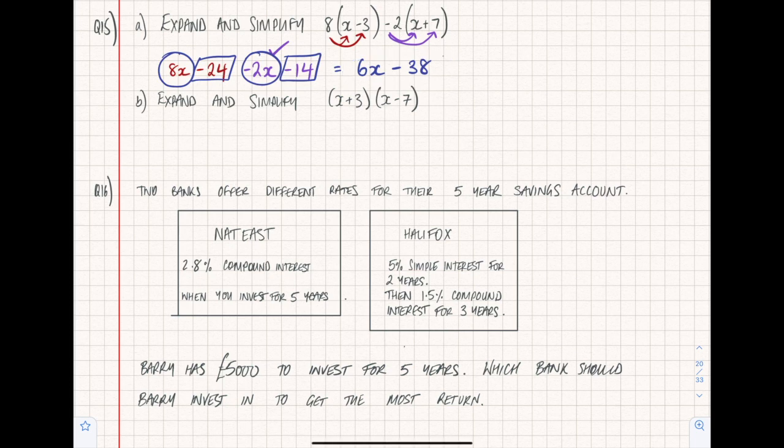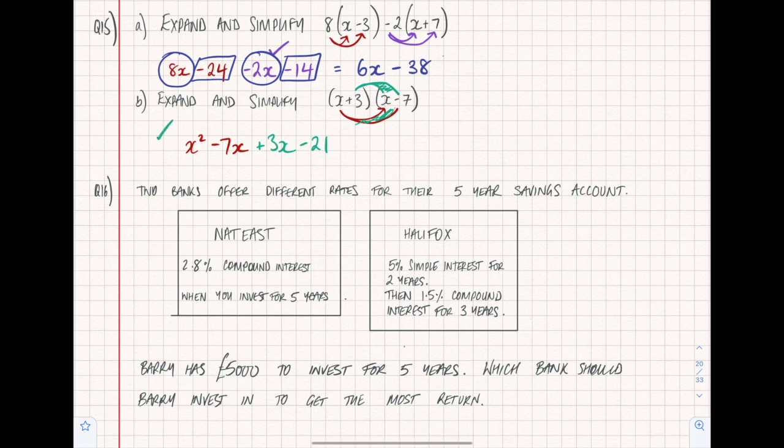Okay. The next one then is just an expansion again, but it's slightly different because there's no add or subtraction between them. This will expand to give you a quadratic, and what we use here is the moon method. So x times x is x squared. X times minus 7 is minus 7x. 3 times x, which is plus 3x. And then 3 times minus 7, minus 21. So call it the moon method because that gives you a moon shape.